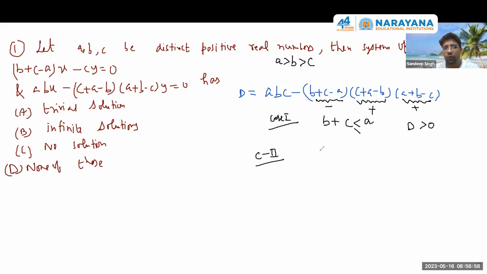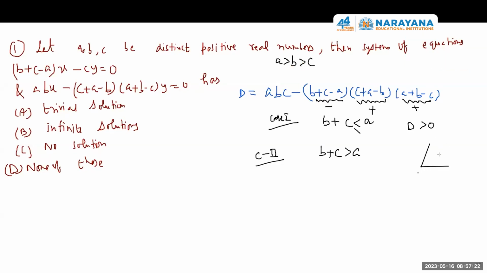Similarly, case number 2 is B plus C greater than A. So A greater than B greater than C, B plus C greater than A, C plus A is already greater than B, A plus B is greater than C. That means it satisfies all the conditions for A, B, C to represent sides of a triangle. Do you agree or not? Yes, sir. Brother, what will happen in this case? I can take them to be the sides of a triangle.